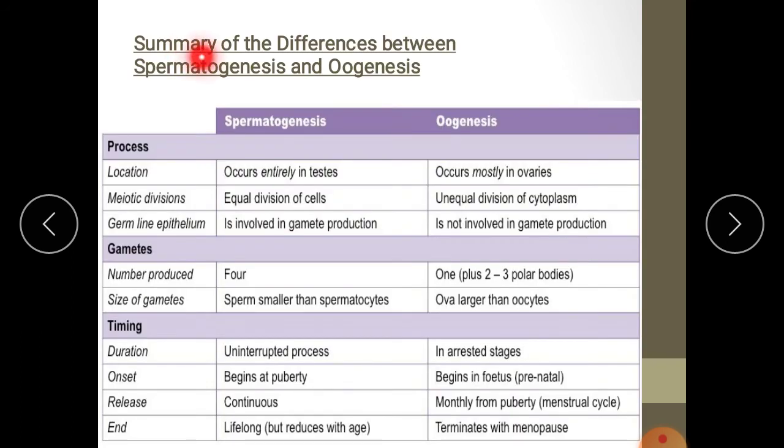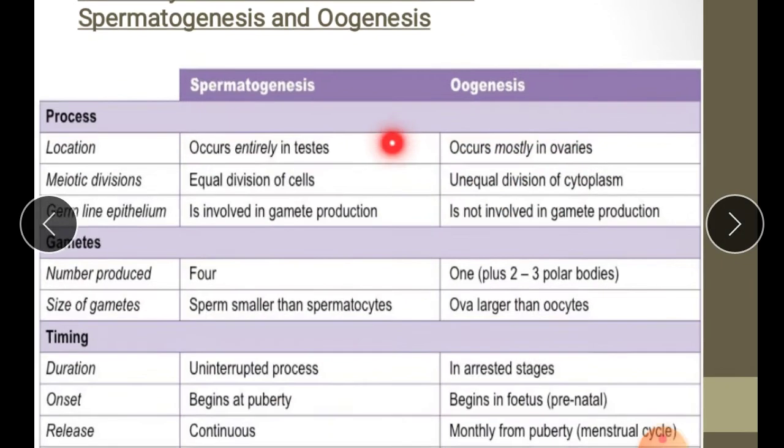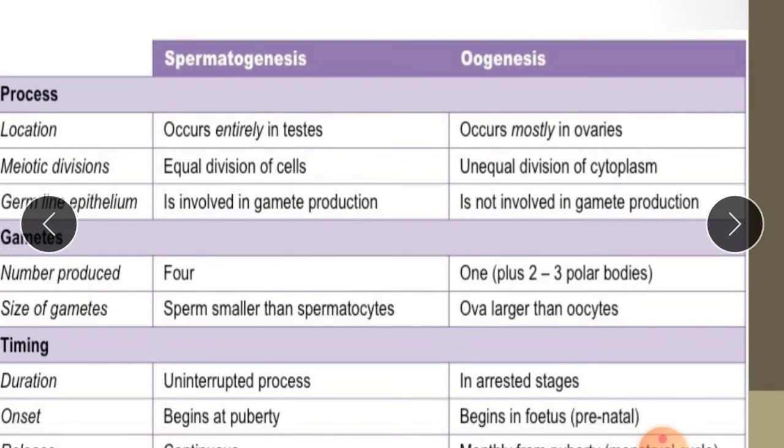So, a summary of the differences between spermatogenesis and oogenesis. This column comes under spermatogenesis, and this one oogenesis. Process, location. Spermatogenesis occurs entirely in testes. Oogenesis occurs mostly in ovaries. Meiotic division: equal division of cells in spermatogenesis. Unequal division of cytoplasm occurs in oogenesis.